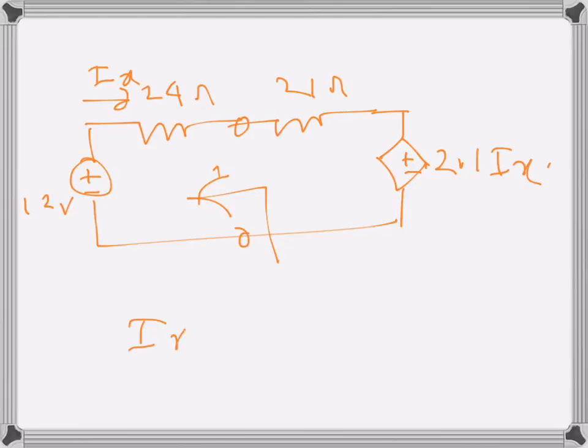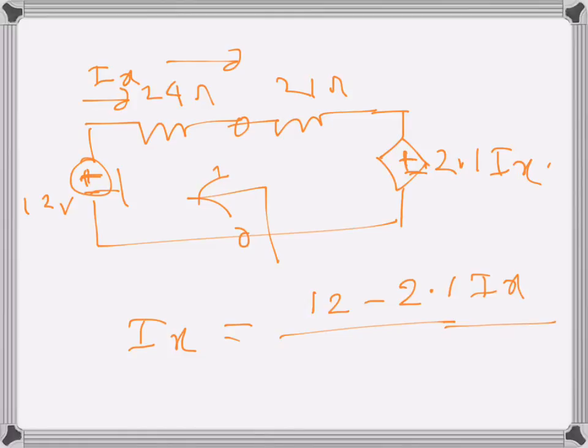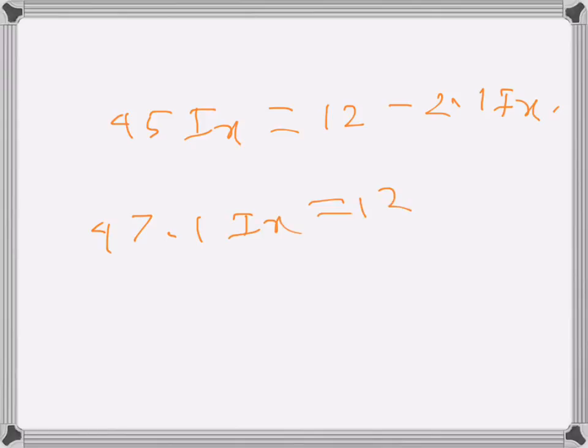So Ix, the value will be, of course, this polarity is plus minus here, this one is in opposition, so current is going in this direction, so 12 minus 2.1 Ix divided by the sum of the resistances, which is 24 plus 21, so that's 45, so I will write 45 Ix there, and this is now 12 here minus 2.1 Ix, so basically 47.1 Ix is equal to 12, so Ix is 12 over 47.1 amps, that is the value of the current.